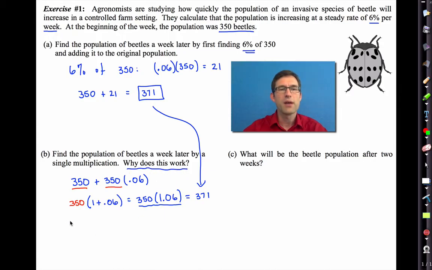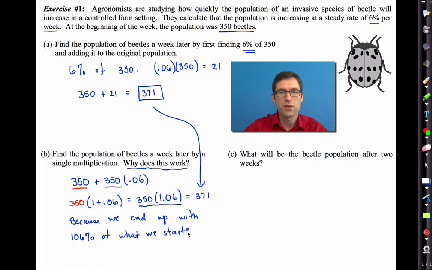Now, why does this work? Well, this works because we end up with 106% of what we started with, right? We have the 100% that we started with, that 350, plus an extra 6%. And remember, we're always trying to model what remains, and what remains is 106% of what we started with.